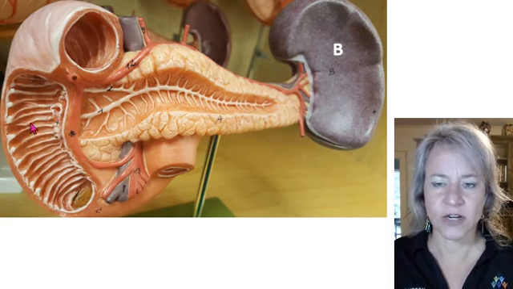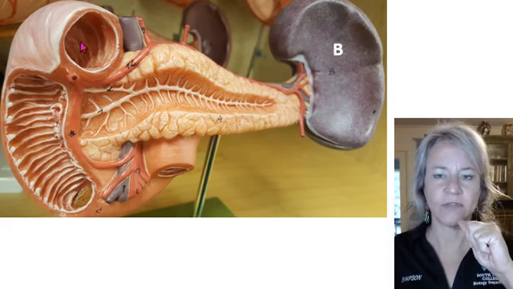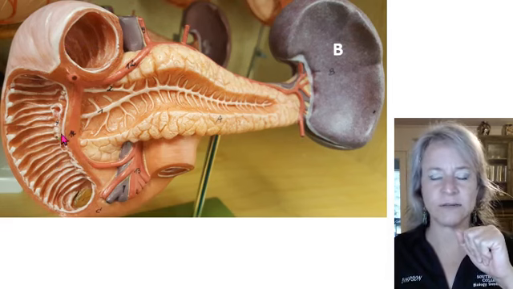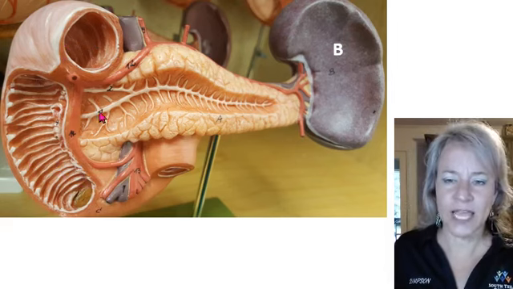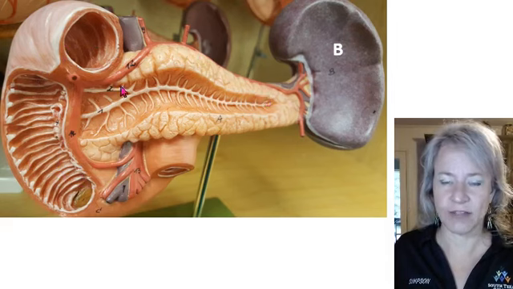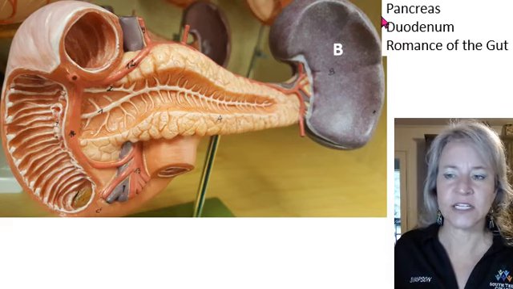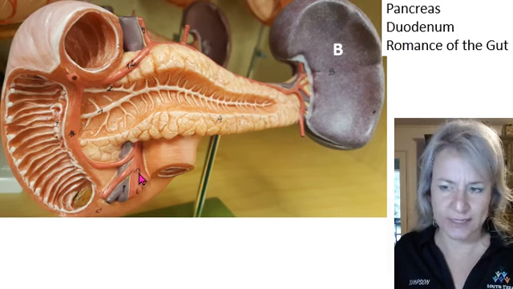And this right here is the duodenum, 9 inches, and it's shaped like a C. We have the upper arm of the duodenum and the lower arm of the duodenum. And the pancreas, we have the head, the body, and the tail of the pancreas. So this is considered the romance of the gut. The head of the pancreas lies in the arms of the duodenum.